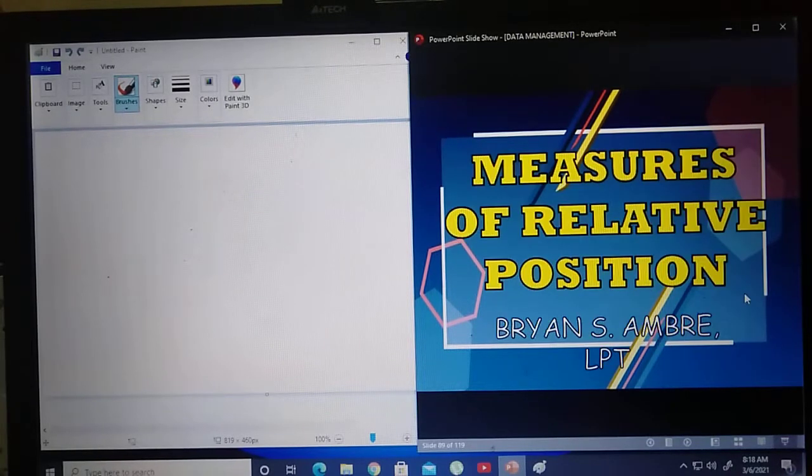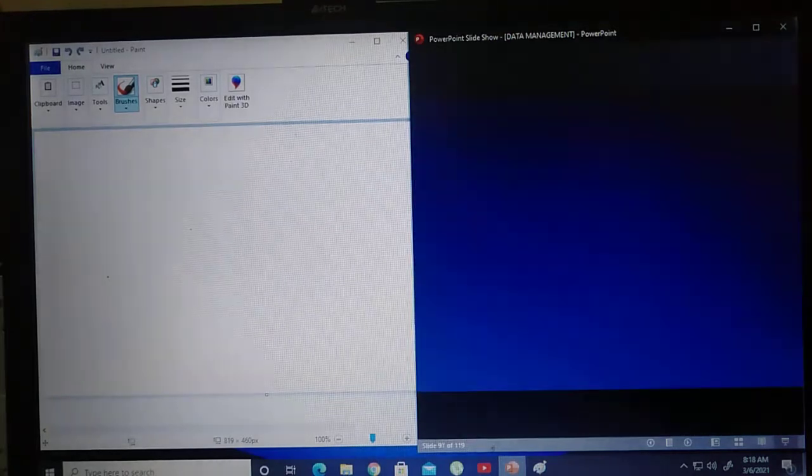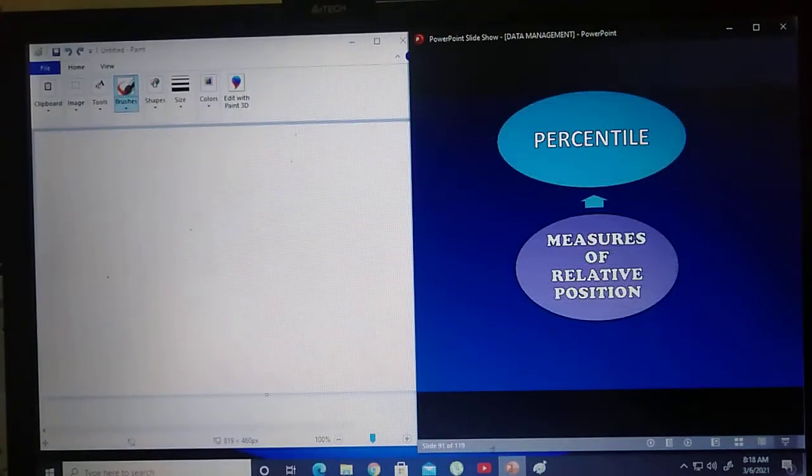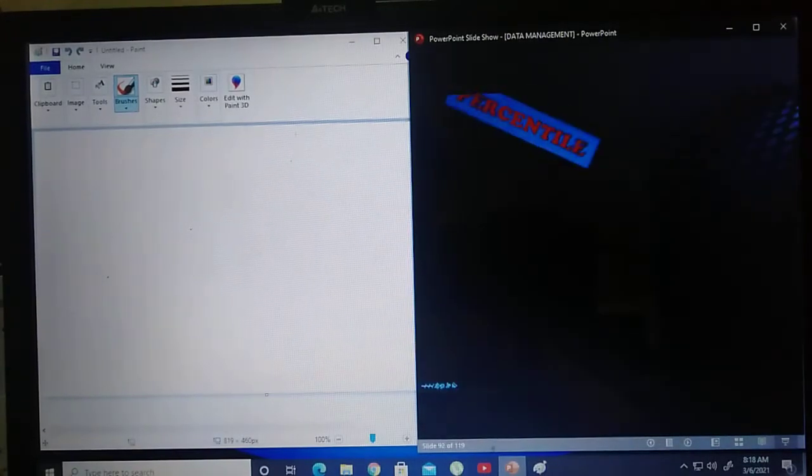measures of relative position. So, aside from the measures of central tendency and measures of dispersion, there are so-called measures of position, which are used to locate the relative position of a value in the data set. When relative position is the topic, we are dealing with 3 topics: the percentile, the decile, and the quartile. Let's take them one by one. First, we have percentile.